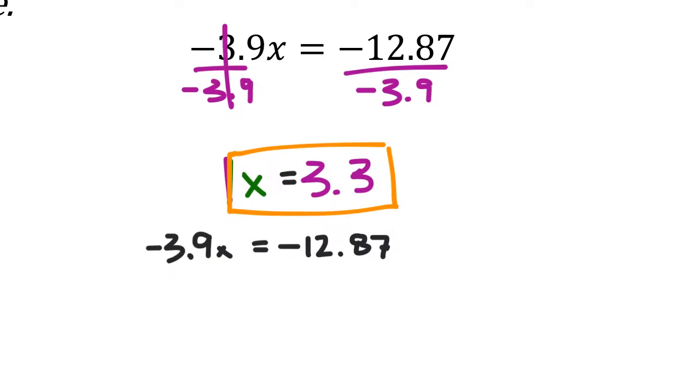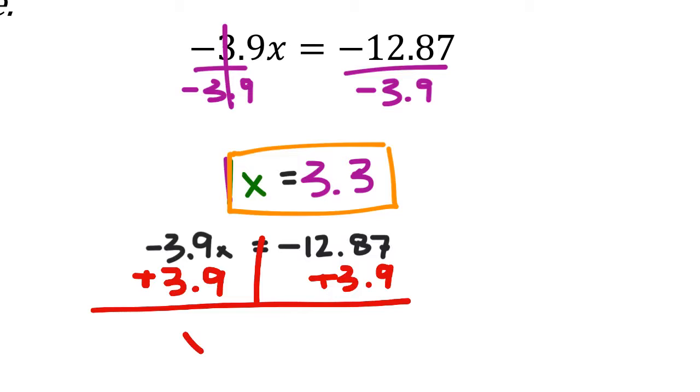But we say, well, we understand we don't like that negative 3.9 there, and so we say, well, we're gonna take and add 3.9 to both sides, right? So add 3.9 to both sides, and then this would give us x equals negative, what was it, 8.8 or something like that? 8.97. Thank you, 97.